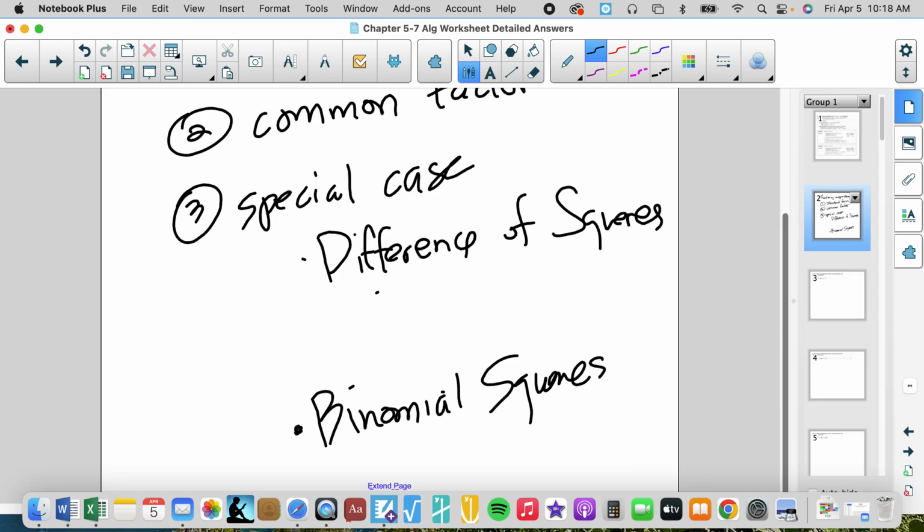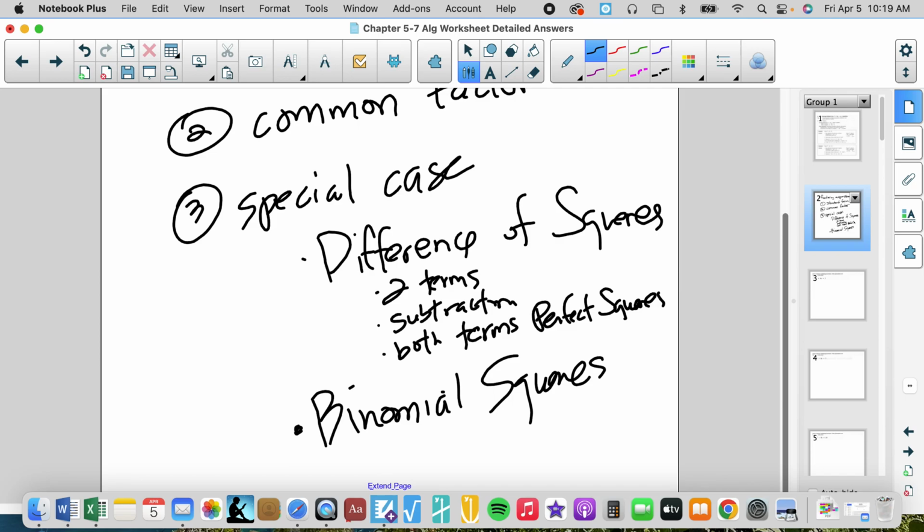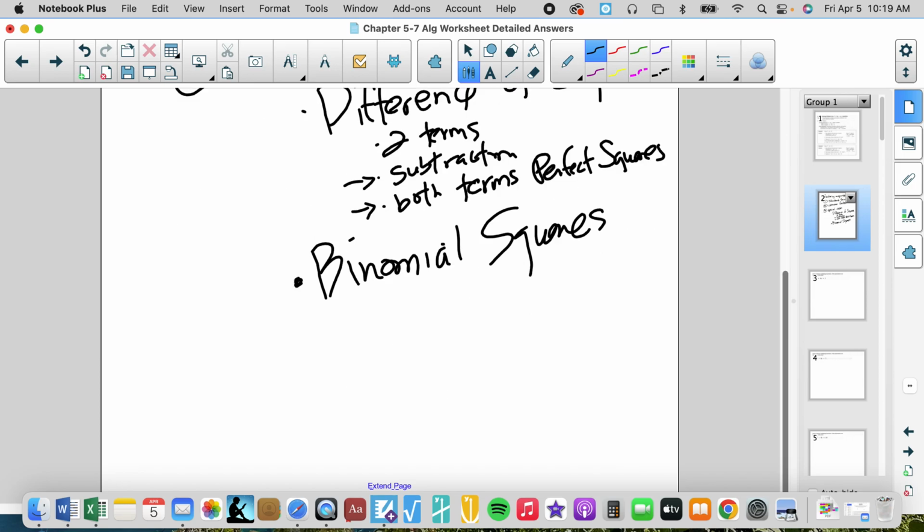So difference of squares always has 2 terms, always going to be subtraction between those 2 terms, and both terms are going to be perfect squares. Hence the definition: subtraction of 2 squares. If they are the difference of squares, then we can factor them mentally. We know the technique of how to find out what those conjugates are.